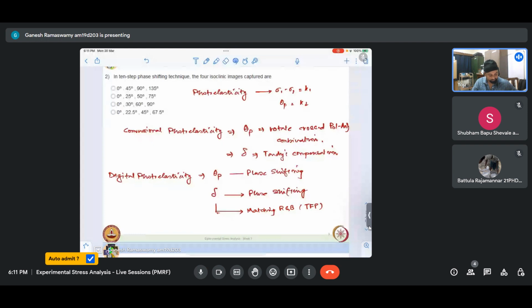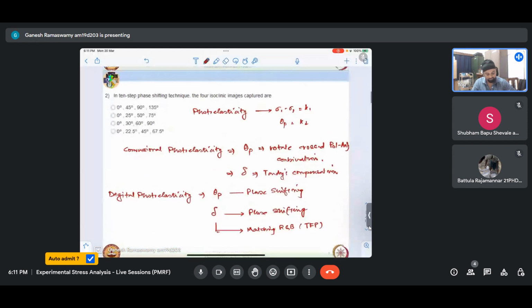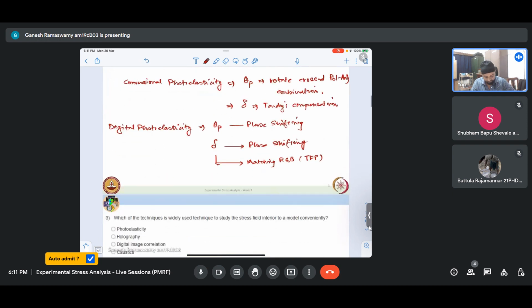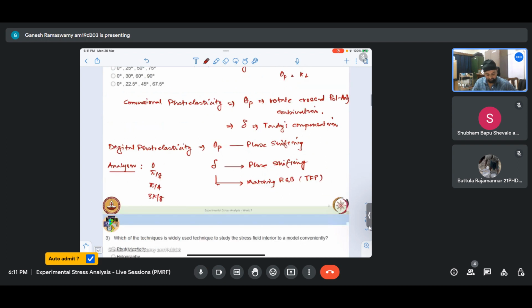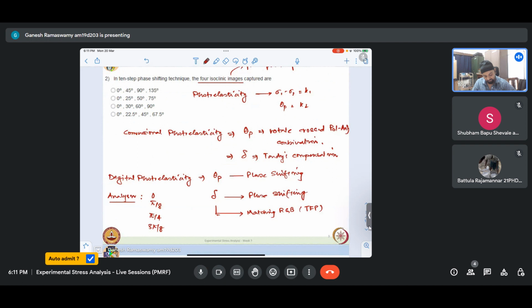So for phase shifting, in order to obtain theta p, we note four isoclinic images, and these are in the plane polariscope arrangement. If we see the 10-step method, it has four arrangements, where the analyzer angles would be 0, pi by 8, pi by 4, and 3 pi by 8, which is nothing but 0, 22.5, 45, and 67.5 degrees. This has been discussed well in the lecture.